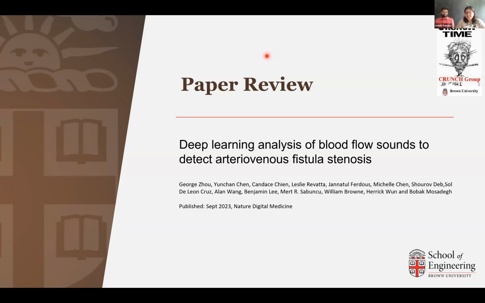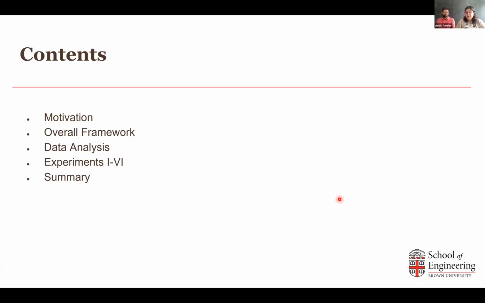Hello, everyone. So today we'll be presenting an interesting paper which was published in Nature Digital Medicine recently, focusing on the use of deep learning to analyze blood flow sounds for the detection of arteriovenous fistula stenosis. I will present the motivation and the overall framework, and Nikhil will discuss the data analysis and the experiments.